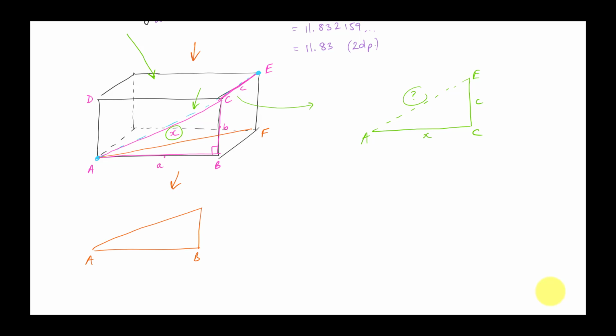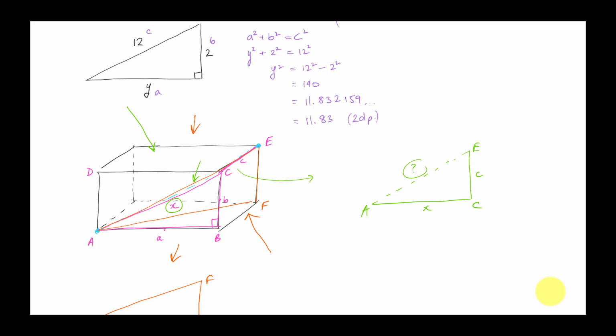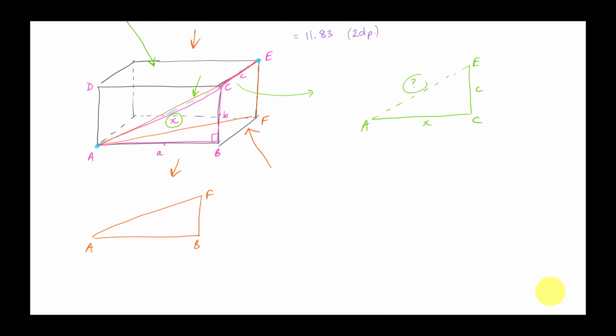ABF, but then I can find AE by creating a second triangle, AEF. So now I'm looking sort of from in front, but on that angle there. And AEF looks like this. AFE, and this is what we're trying to find.